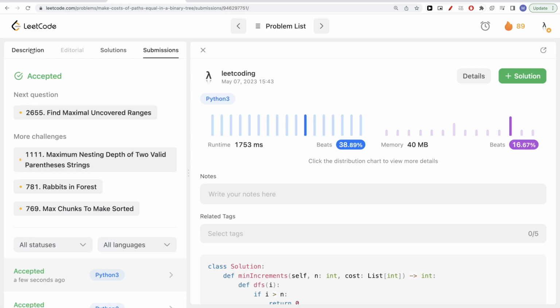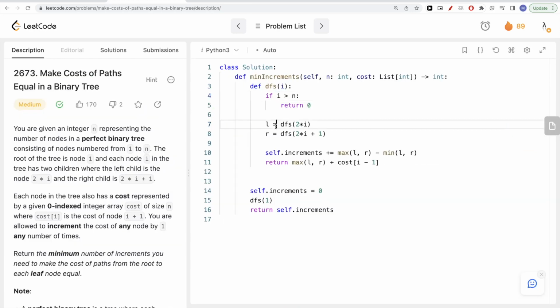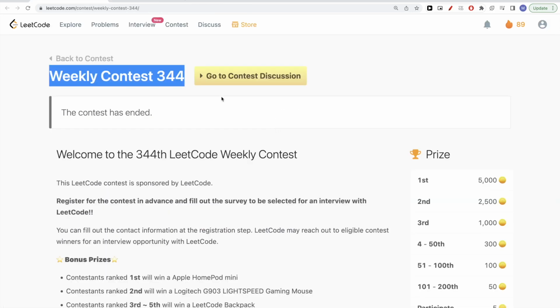And that gets accepted. Okay. Yeah, so that's pretty much it for this problem and for all problems of weekly contest 344.